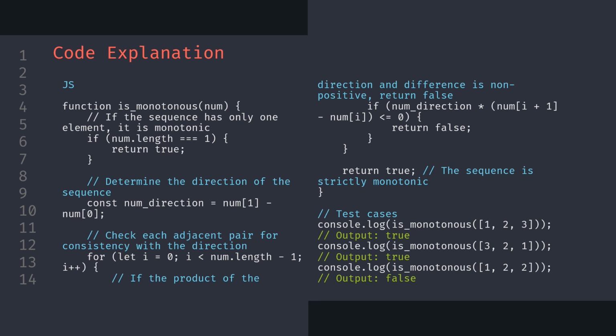The program first determines the direction of the sequence by calculating the difference between the first two elements. It then checks if each subsequent difference is consistent with this direction. If not, the sequence is not monotonic.